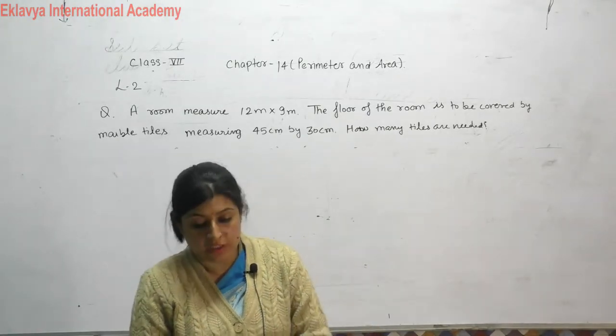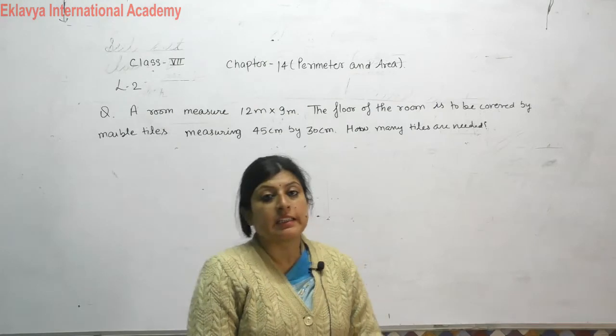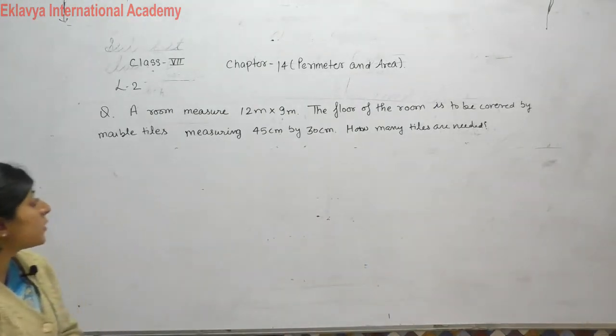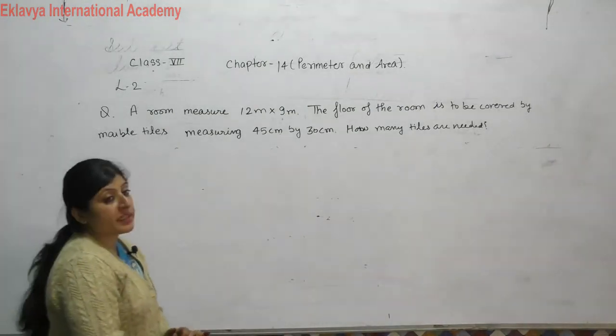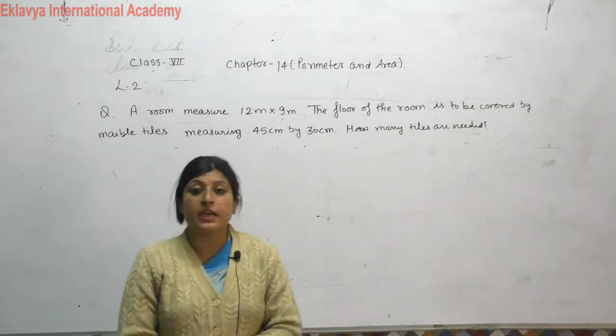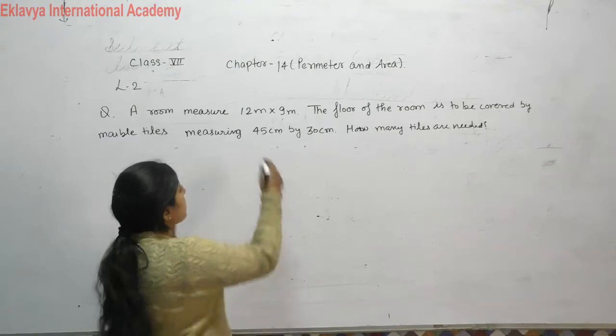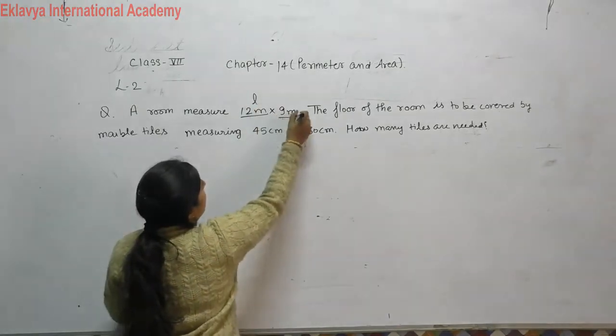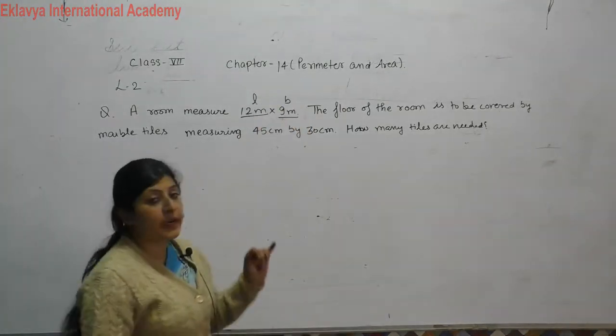And now your example number 4. There is a room measuring 12 meter multiplied by 9 meter. It means the dimensions of a room are given to us, 12 meter multiplied by 9 meter. We can say that this one is denoted by length and this one by breadth.